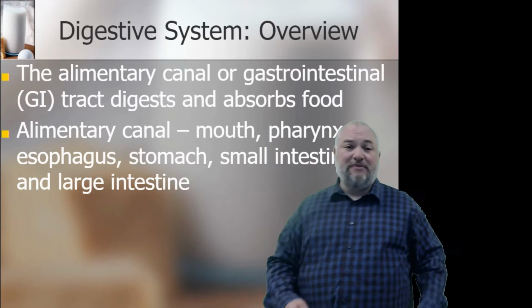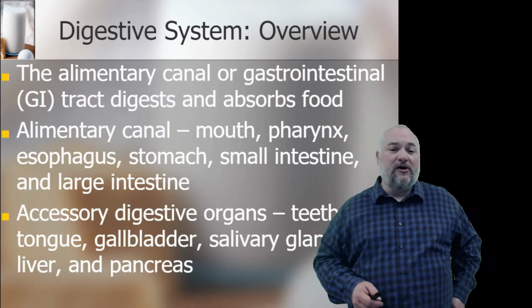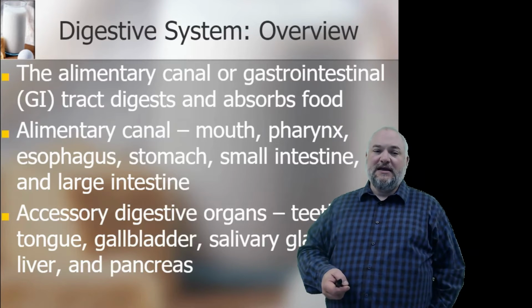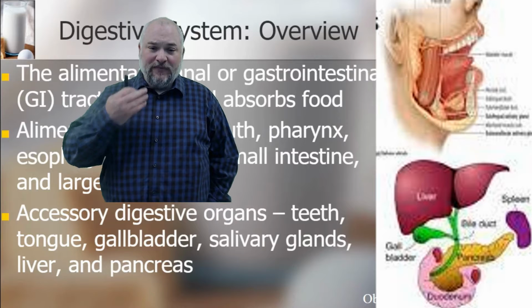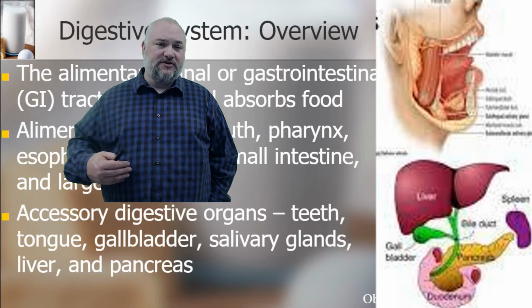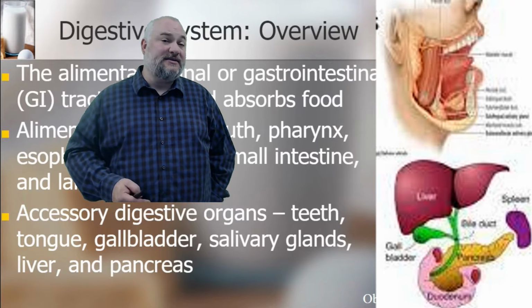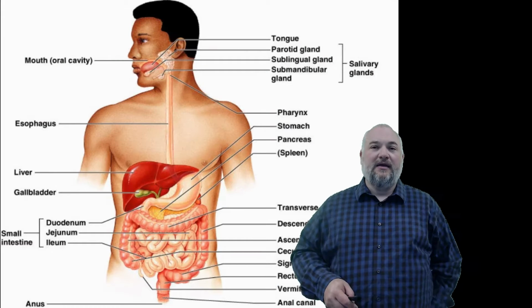Now, we have some extra stuff beyond that, things hanging off to the side that are helping out, and we call those accessory digestive organs, things like the teeth and tongue in the mouth, and various glands and things farther in that produce digestive juices and help to regulate and process things, like the gallbladder, salivary glands, liver, and pancreas.